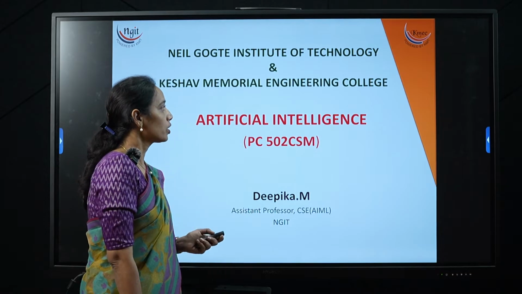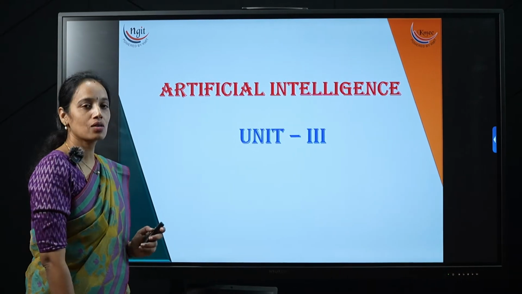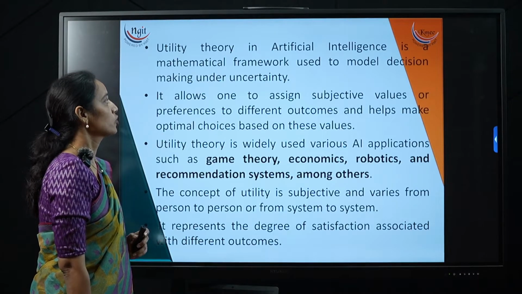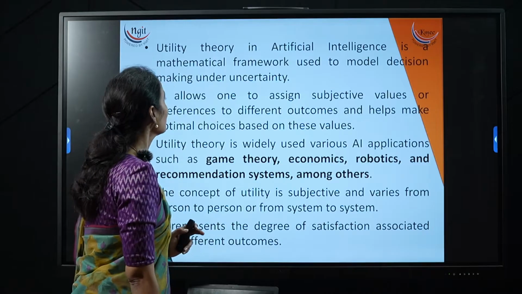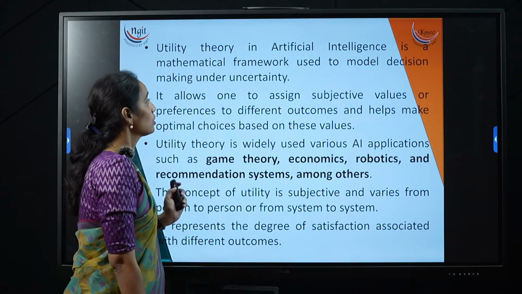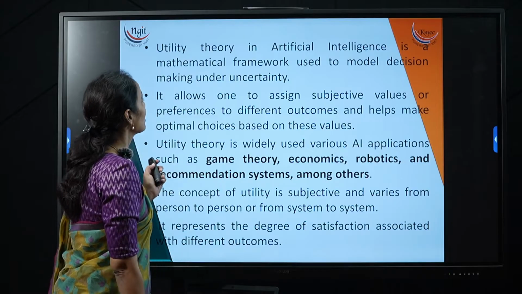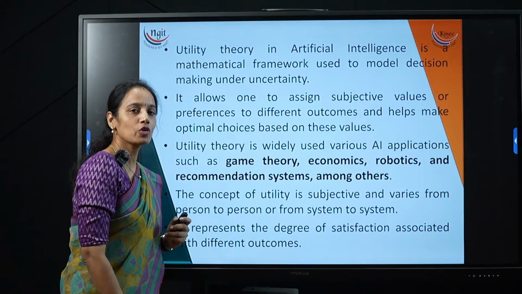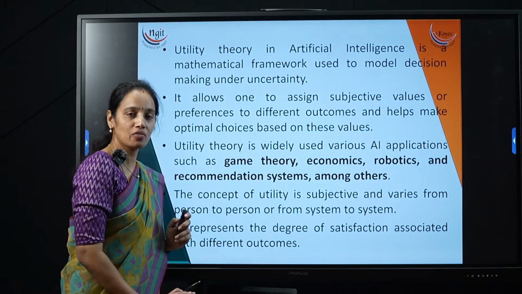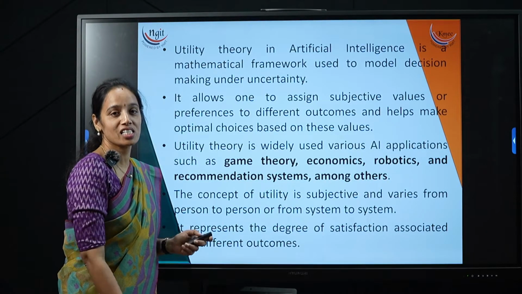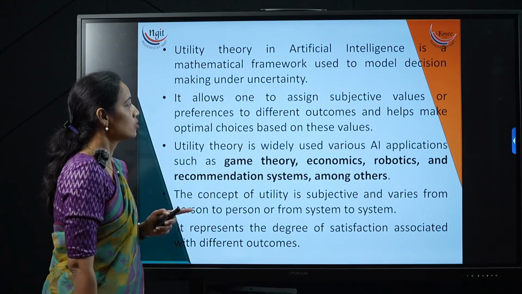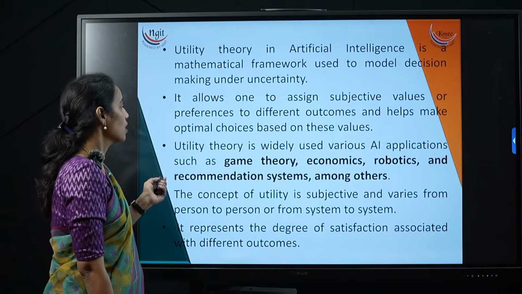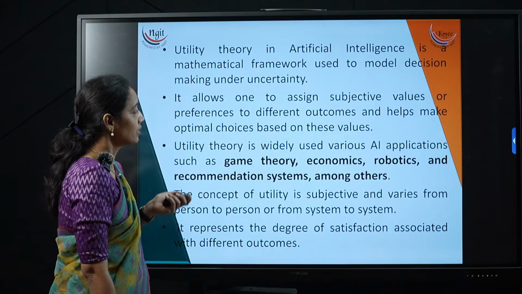Good morning, students. Today in this session, let us discuss the last concept of Unit 3, that is utility theory. What is this utility theory? Utility theory in AI is a mathematical framework used to model decision making under uncertainty. So whenever we want to make decisions under uncertainty, we can make use of utility theory as a decision making process. It allows us to assign subjective values or preferences to different outcomes and helps to make optimal choices based on these values.